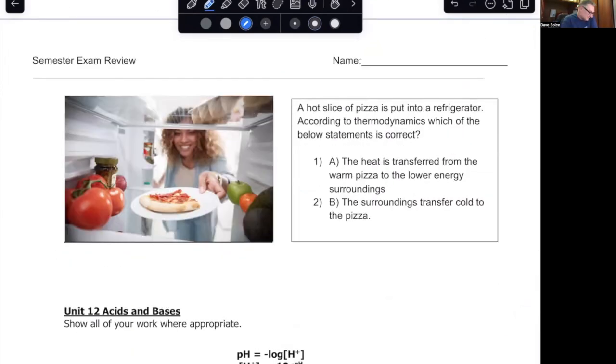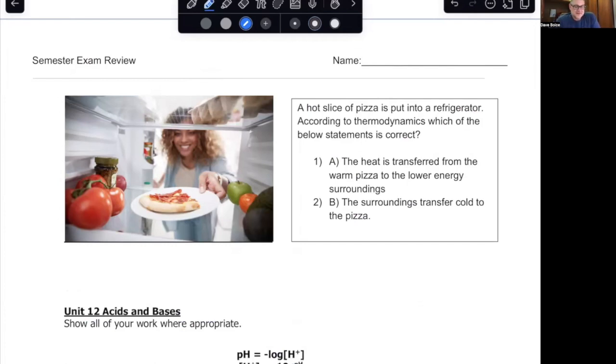Okay, this is the last one for that. Wow, this is going to be a pretty quick video. So this is the last question. I added this in here because I really, really want to make sure that you understand this concept. So a hot slice of pizza is put into the refrigerator according to thermodynamics. Which of these statements are correct? A, heat is transferred from the warm pizza to the lower energy surroundings. B, the surroundings transfer cold to the pizza.